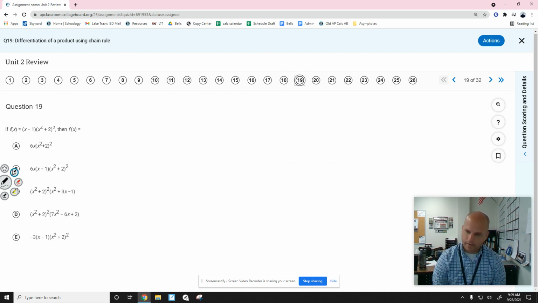Oh yeah, here comes this problem. This is our third example of a product, and within the product is a chain. It's asking you to find f prime. Maybe you can't read that. So you've got the derivative of the first times the second, plus the derivative of the second. Now for the second, you need to use the chain rule, your O's and your I's.